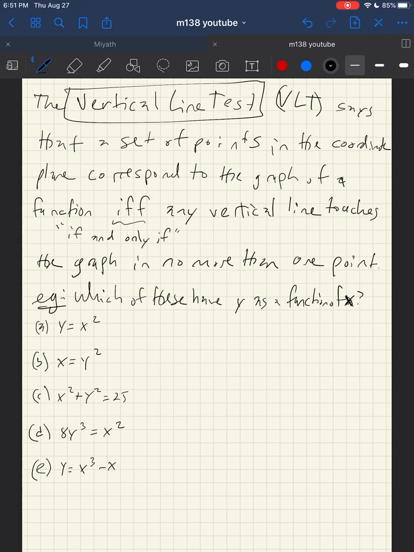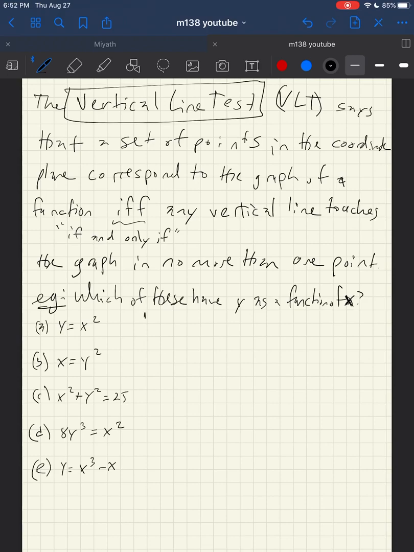All right, so we want to attack each of these with the vertical line test. Now, I'll just warn you in advance, you might not know how to graph some of these, and that's okay. We're going to go over how to graph a lot of these. Part D, I'm just going to show you what it looks like, but for the other ones, we'll eventually see how to graph these.